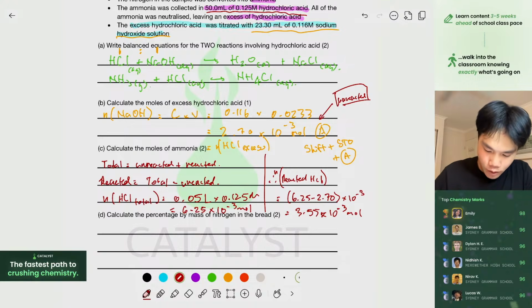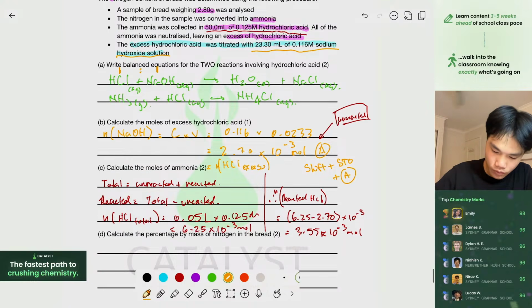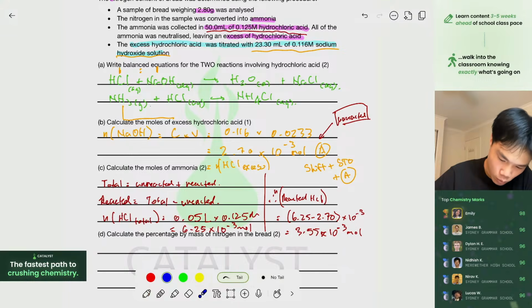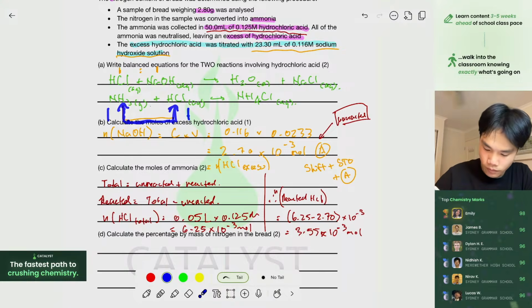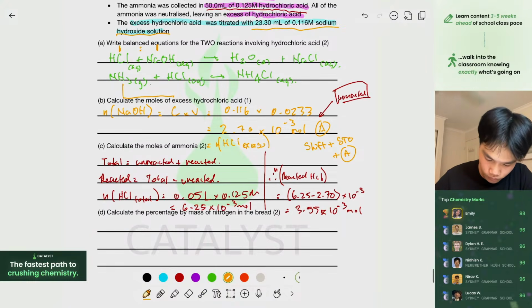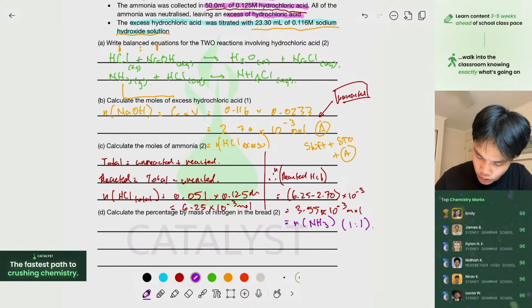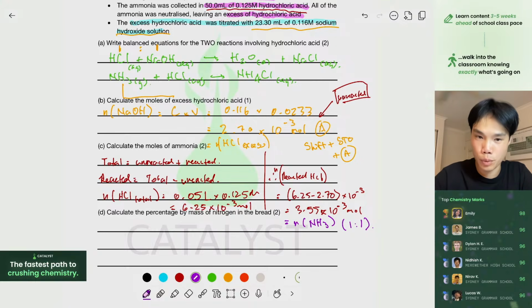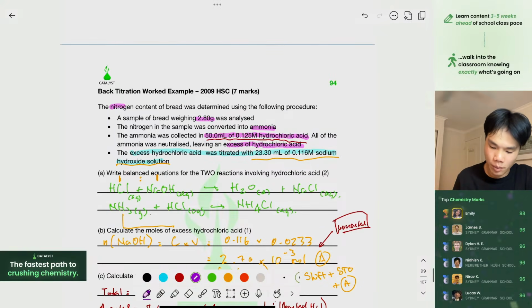And as we said, back up at part A, the NH3 reacts with HCl in a 1:1 ratio. This number is equal to the moles of NH3, since it's a 1-to-1 ratio. Okay, any questions, put them in the chat. We're almost there. We've worked all the way back to find how much ammonia there is, from the back of the back titration to the front.